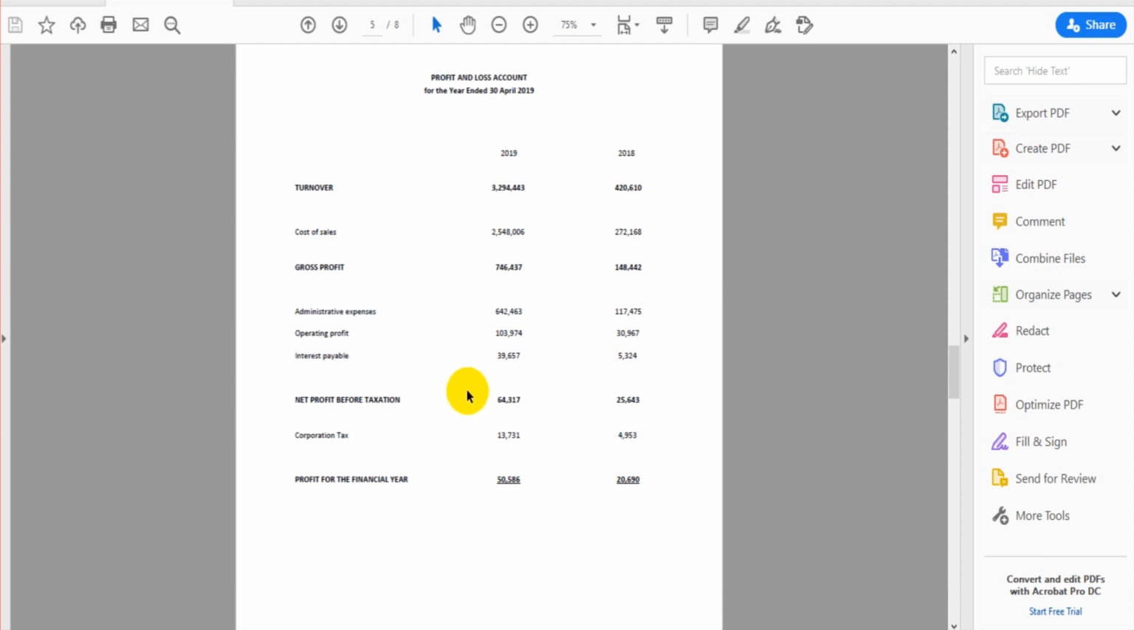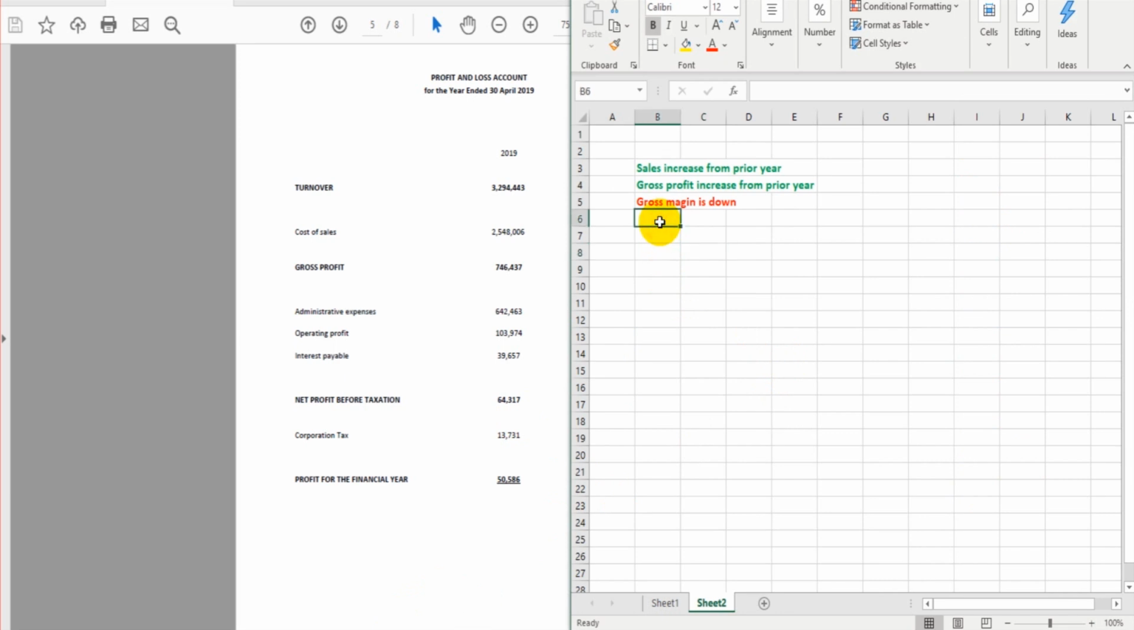So net profit, let's look at net profit now. So net profit is up. We made 25 grand roundabout in 2018 net profit and 65 roundabout in 2019. So that's a good sign. So net profit has increased.